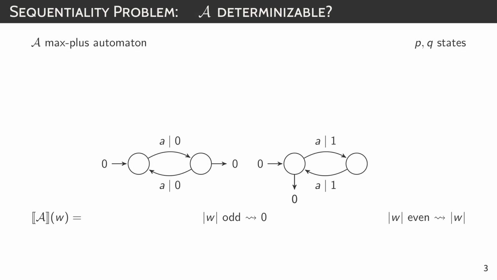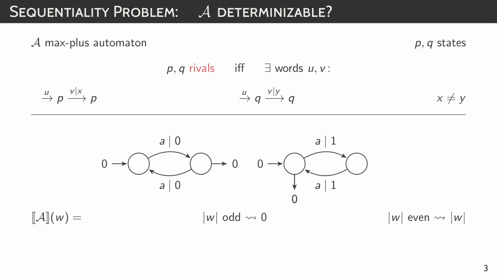Assume we have some max plus automaton A and 2 states P and Q of this automaton. Then we call these 2 states rivals if there exist words U and V which satisfy the following. First, U should be able to reach both P and Q. So by starting in some initial state and using only valid transitions, we should be able to end up in P, and the same should be true for Q. With the word V, on the other hand, we should be able to loop both in P and in Q, but the weights for these loops should differ. If we have 2 words, U and V, which satisfy this, we call P and Q rivals.